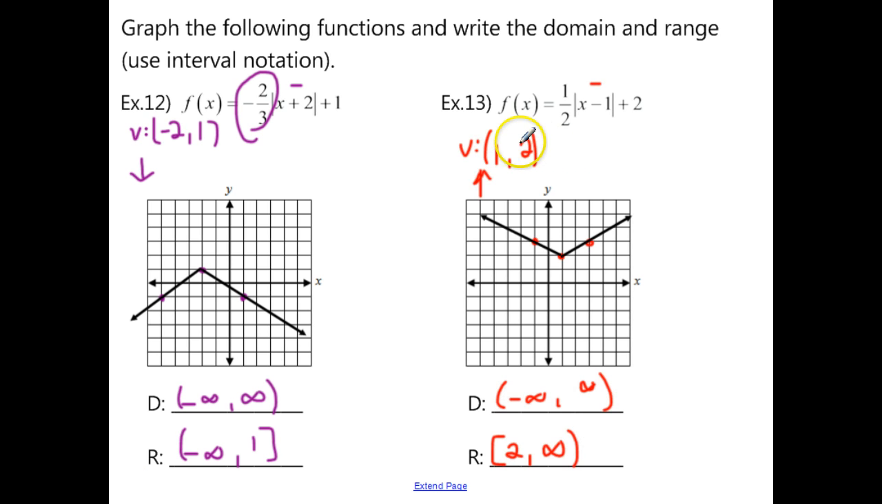So hopefully you got that the vertex is positive 1, positive 2, and it opens upwards. So we plot 1, 2, and then we use your slope to go up 1 over 2, up 1 over 2, and then we plot our lines for the V. Your domain should be negative infinity to positive infinity, and then your range is lowest value is positive 2, and then it's going to go forever upwards, so it goes to positive infinity.